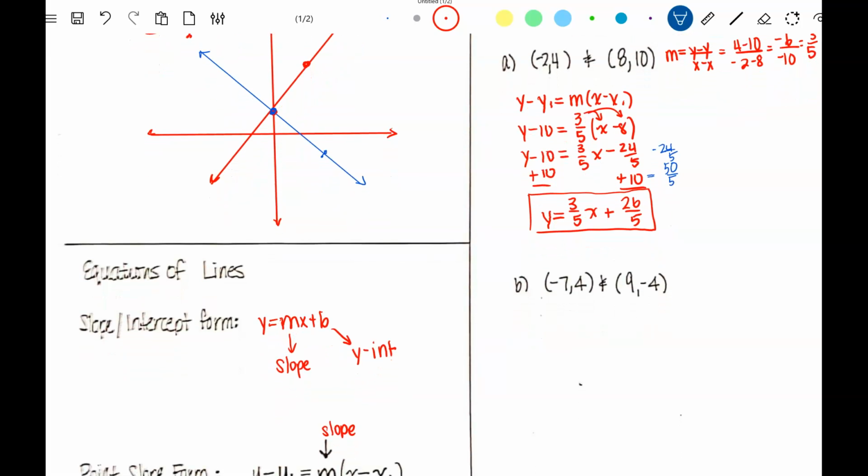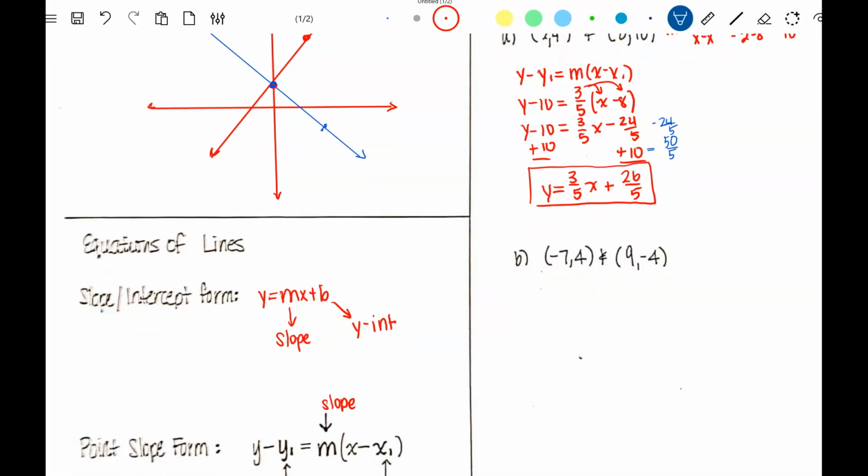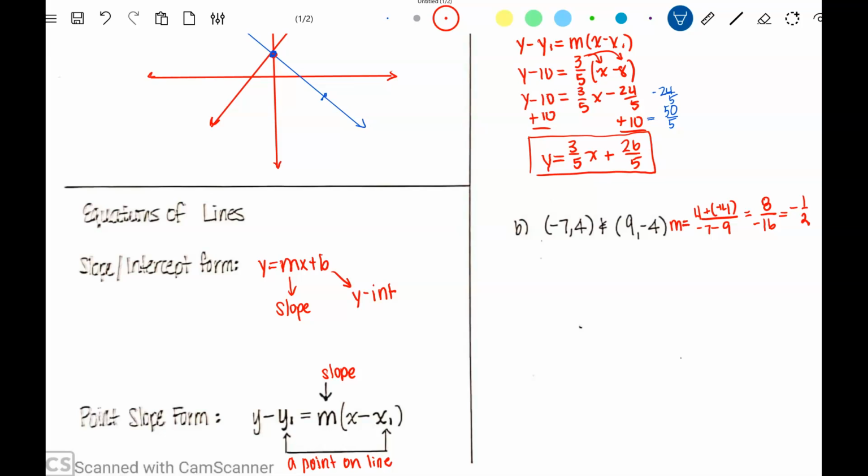Same thing. First I'm going to find the slope. So that's 4 minus negative 4 over negative 7 minus 9. 4 minus negative 4 is 8. Negative 7 minus 9 is negative 16. So the slope of this line is negative 1/2. So I'm going to pick, it doesn't matter since each point has a negative. It doesn't matter which one. I'm going to go ahead and use the second one again.